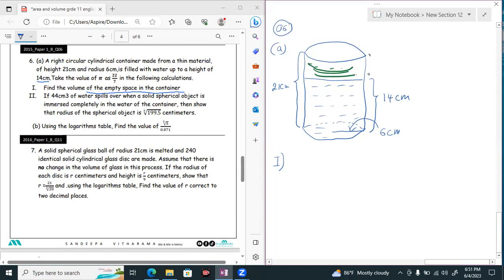This height is equal to 7 centimeter because the height of the cylinder is equal to 21 centimeter and they have mentioned up to the 14 centimeter the water has been filled. That means the 7 centimeter of height remains as empty space. Okay, then this empty space also takes the shape of what? It is also taken the shape of a cylinder, no?